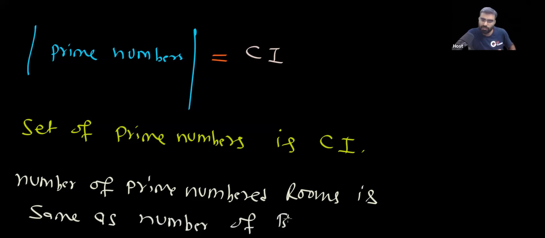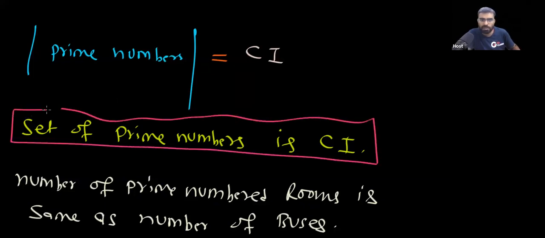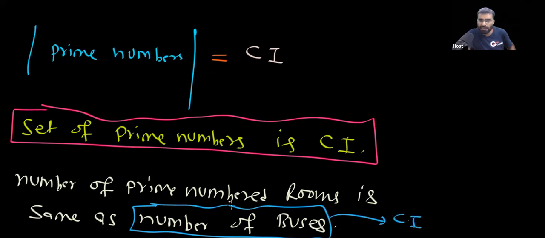That is the number of buses. The number of buses is the same as that. Okay, yes or no? So, very simple idea. I hope you understood this. This is the simple idea, because remember how many prime numbers there are? The set of prime numbers is countably infinite, which we already know. And you can notice the number of buses is also countably infinite.